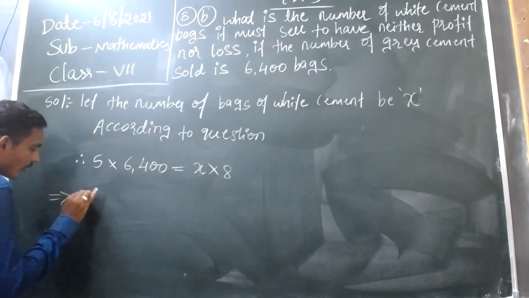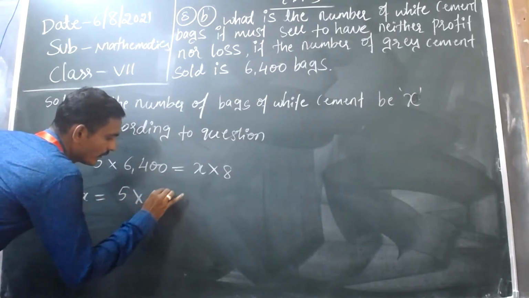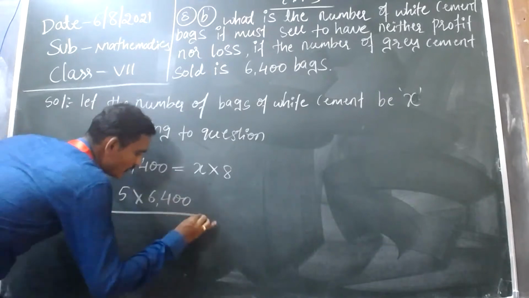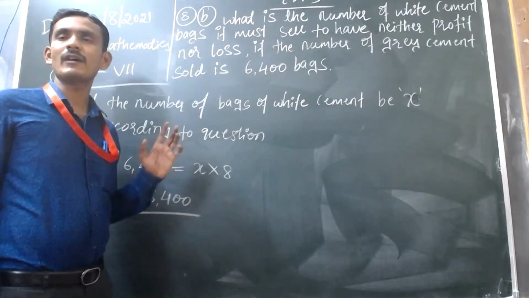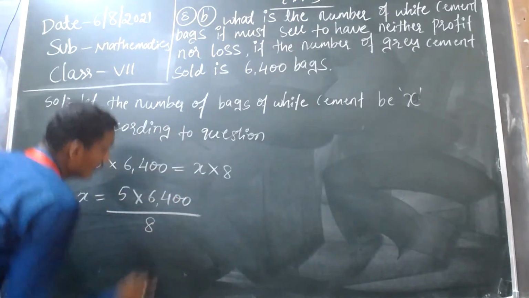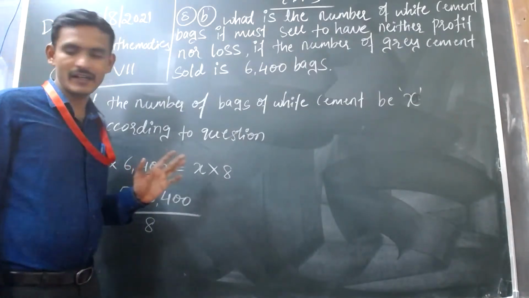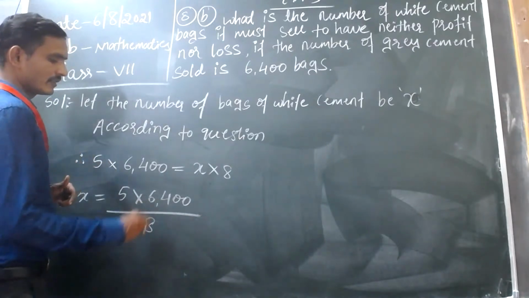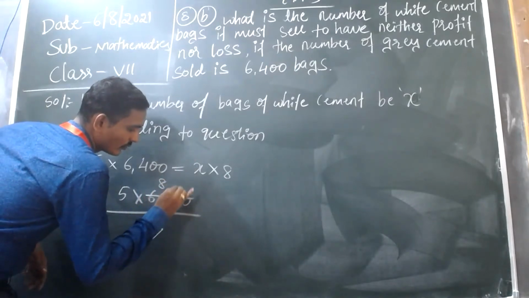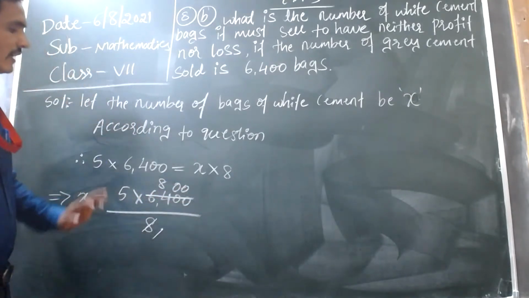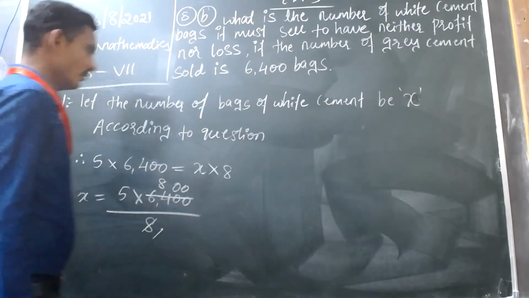This implies X is equal to 5 into 6,400. This one is multiplication, so if it goes to the other side, it comes in division form. So I will write divided by 8. Now you can cancel: 8 ones are 8, 8 eights are 64. With the two zeros, 8 into 800 you get 6,400.